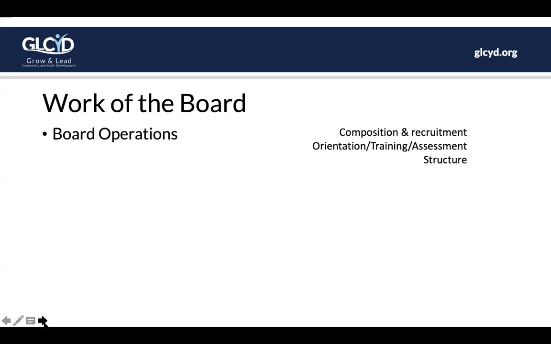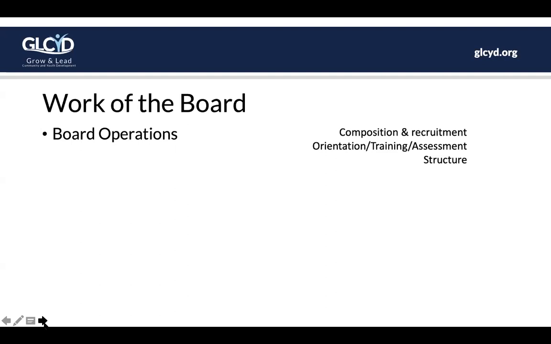So how do these 10 responsibilities get done? That would be the work of the board. And I broke these down into a few different categories. So some of you actually may recognize committees that do this work. Some of you may recognize policies that do this work, and we'll get into how your board is structured in a few minutes. But these are kind of the work that gets done.